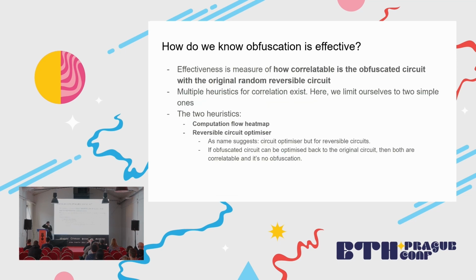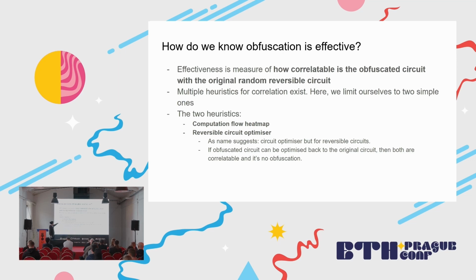So if we do inflation and kneading, how do we know that obfuscation is really happening? To measure the effectiveness of obfuscation, we define a very simple metric: how correlatable is the obfuscated circuit with the original circuit. There could exist multiple heuristics for correlation, and I'll stick with two, because for our experiments at the moment, these two suffice. The first one is something called computational flow heat map, and I'll get to what it is.